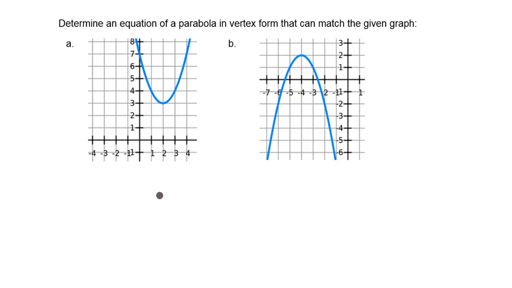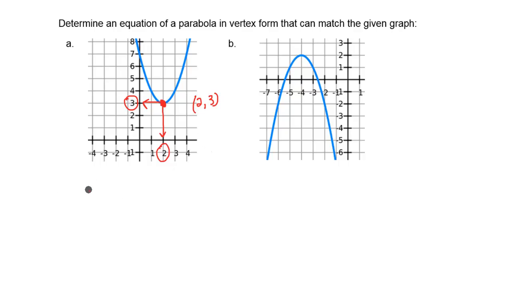Now let's get into the questions. We're asked to come up with vertex form for both of these parabolas. The first thing we're going to do is call out the vertex point. In this parabola, our vertex point happens right here. The x value, if we follow it down to the x-axis, looks like it's going to be 2. And our y value, following it to our y-axis, is going to be 3. So our point is going to be 2, 3.